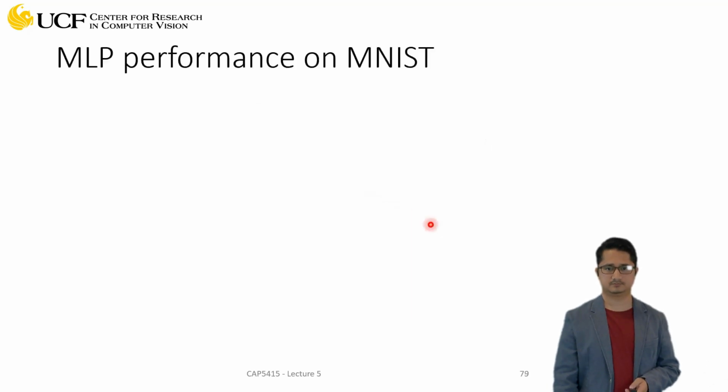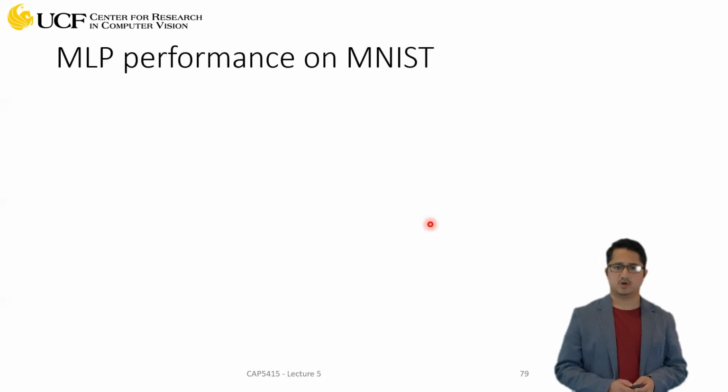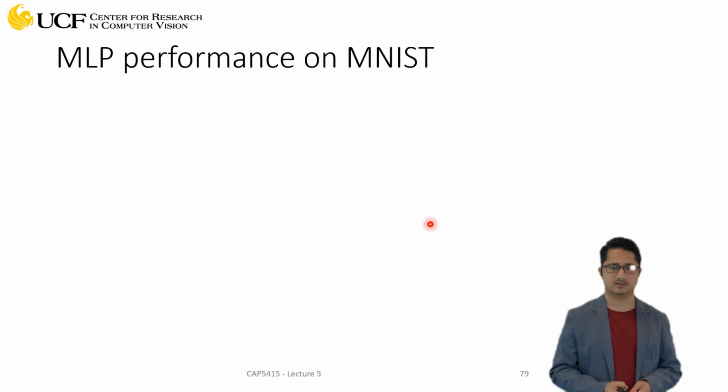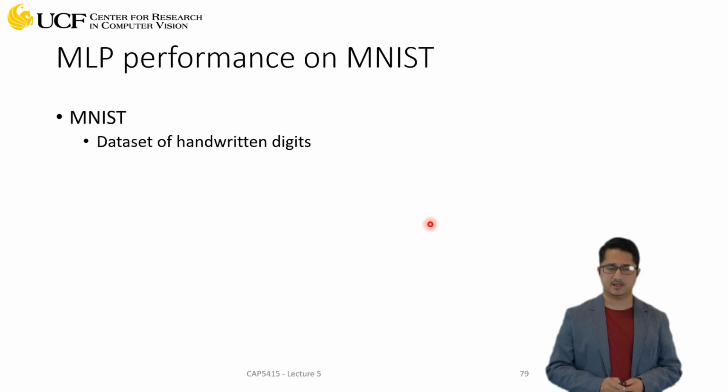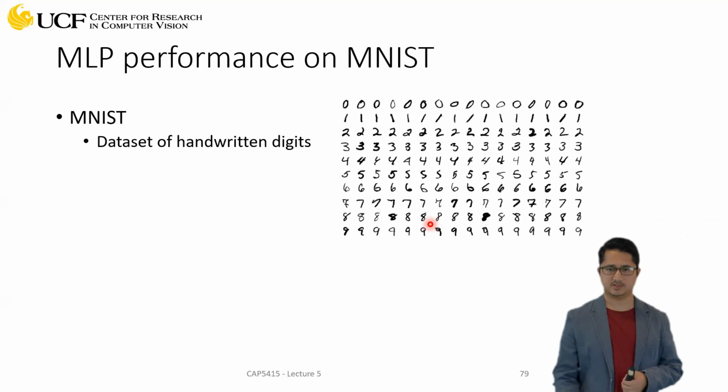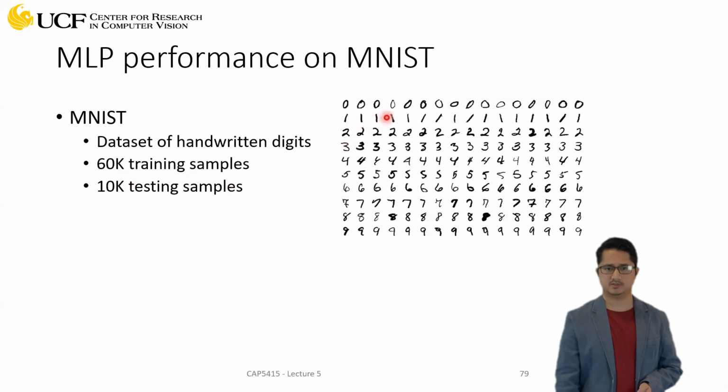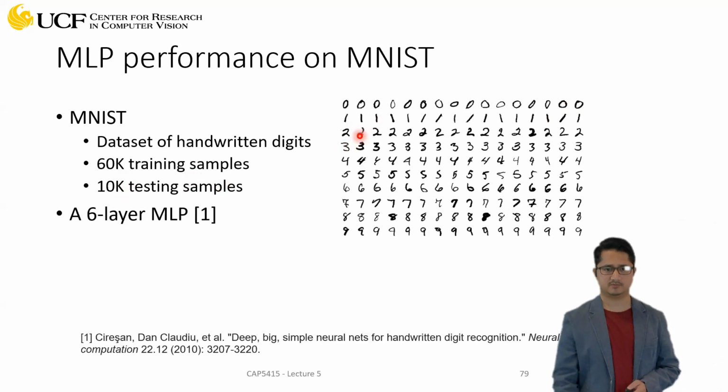Before talking about how to train these neural networks, I will show you some results of these MLPs on a standard benchmark dataset. This dataset is called MNIST, and it has grayscale images of 10 different digits, with a lot of variations. There are roughly 60K training samples and around 10,000 testing samples, and these are very small images, 28 by 28.